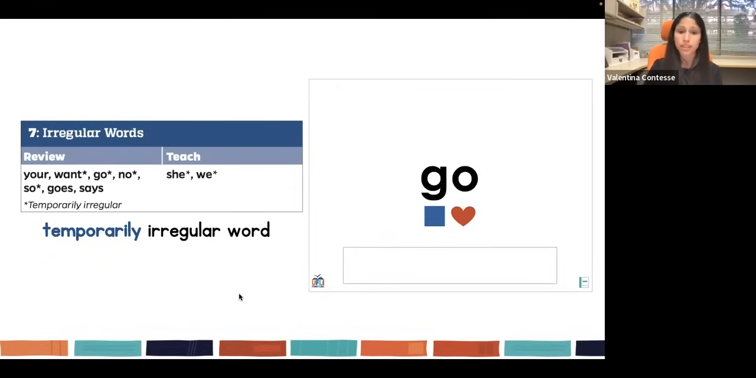The word "go" is taught as an irregular word, but once students, once again, learn about open syllables and that vowels can make a long vowel sound or their name, this word becomes fully regular or decodable for students.